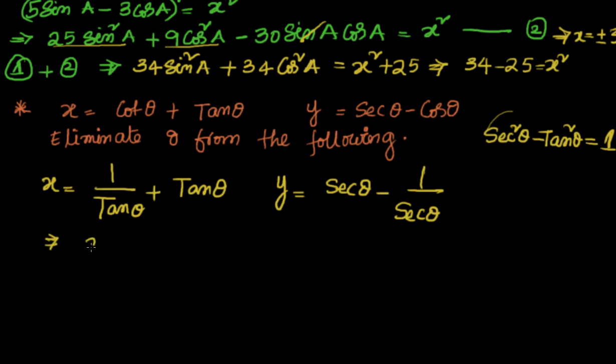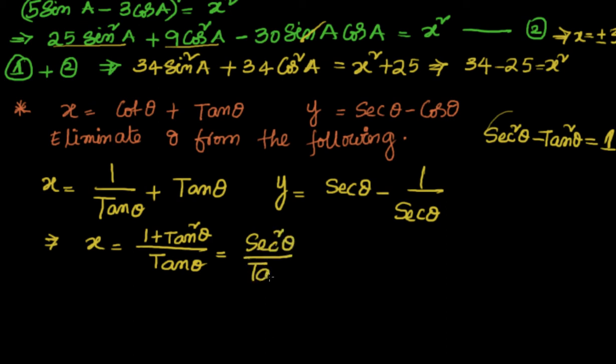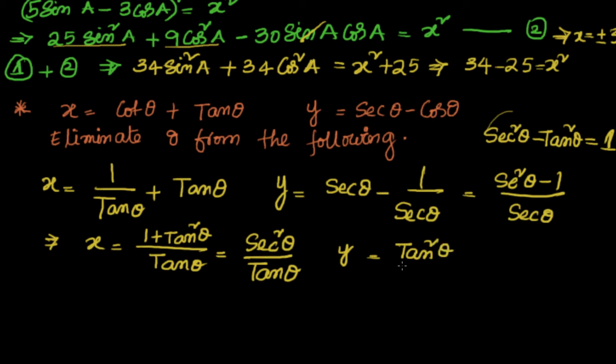Okay. Which gives x equal to 1 plus tan square theta by tan theta. That is nothing but equal to secant square theta by tan theta. Similarly, y equal to secant square theta, can I say here itself, secant square theta minus 1 by secant theta. Secant square theta minus 1 is tan square theta by secant theta.